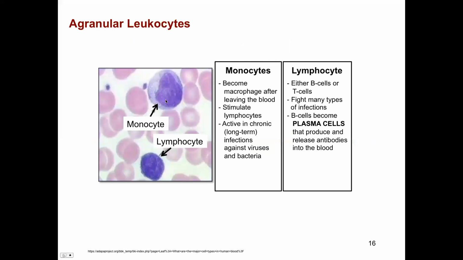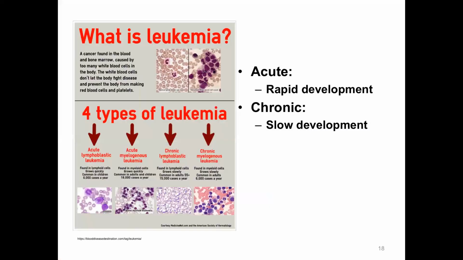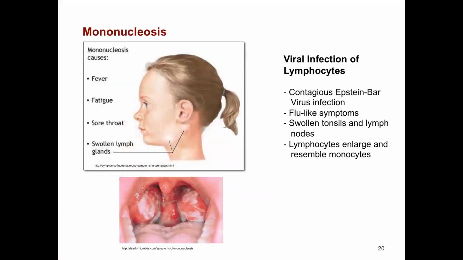They look very similar. Now, remember, mono is a viral infection of the lymphocytes. So what ends up happening is that these lymphocytes get so full of virus that they actually swell up and start looking like a monocyte. All right, so that's why they call it mononucleosis. So don't let that confuse you. So mononucleosis is an infection of the lymphocytes. It will cause them to look like monocytes. All right, so that's what's happening there.